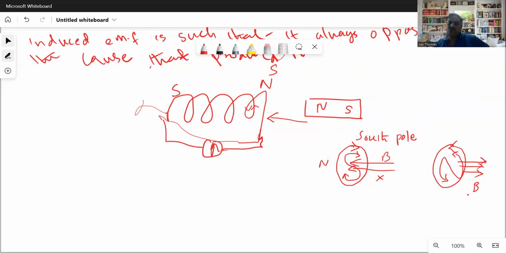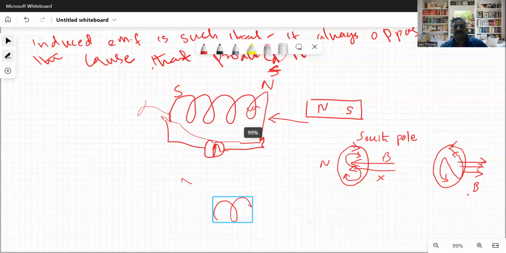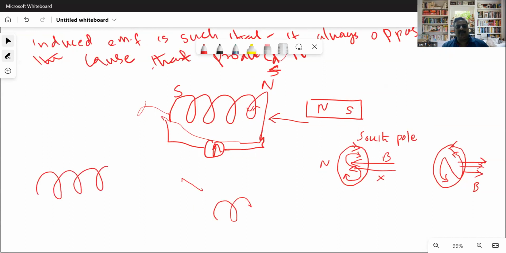So here, when the north pole of the bar magnet is moved towards the coil, magnetic flux through the coil increases. According to Lenz's law, the induced current should decrease that increase of flux. So what will happen? Induced current moves in what direction? Clockwise direction, anti-clockwise direction. Anti-clockwise. That is why this becomes a north pole. The north will repel away the bar magnet. Okay. In the same way, this is the coil.